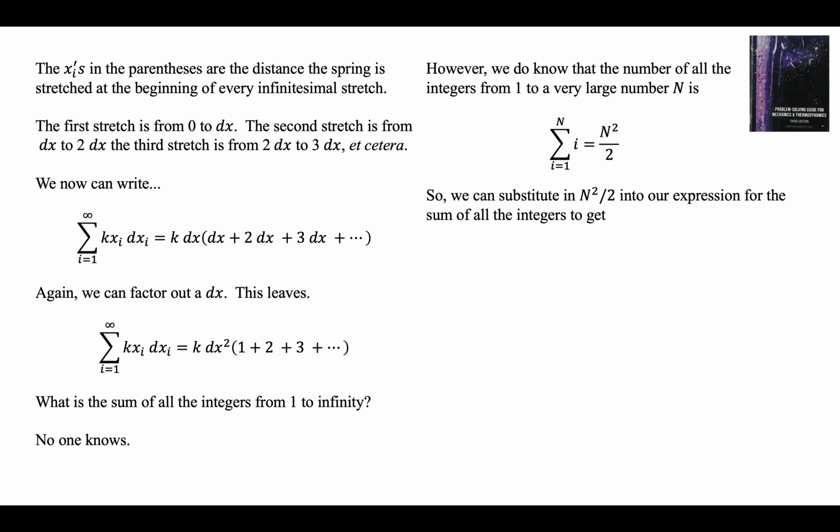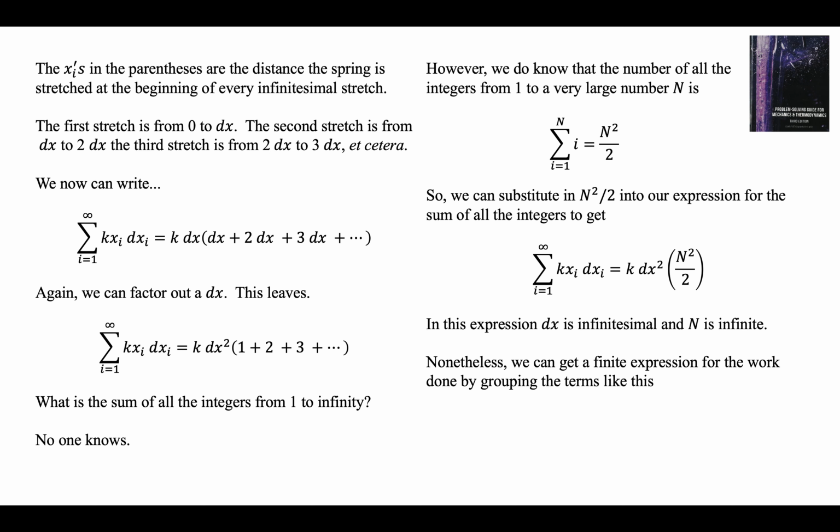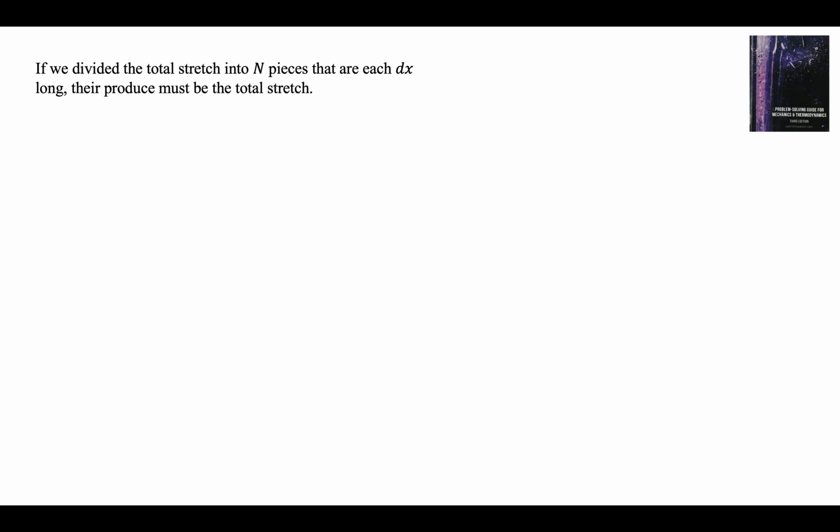So that's the sum of all the integers from 1 to a very large number n, and we can substitute that into our expression. This is the sum of all the integers from 1 to n, and those are the terms we factored out, and we can actually get an answer for this. We can rearrange it. Let's pull out the 1/2, put it in front, and group the n's and the dx's. So we have 1/2 k, quantity n dx, squared. But what is n dx? We divided some distance, this total stretch, into an infinite number of increments, n, and each increment was dx. So n dx must be the total stretch.